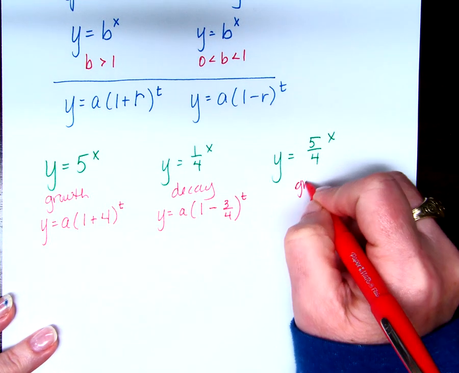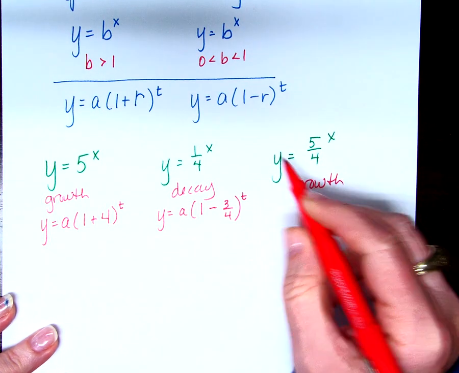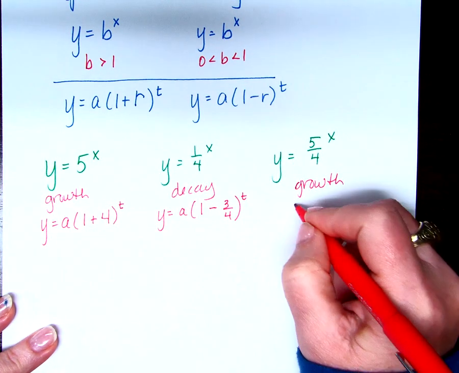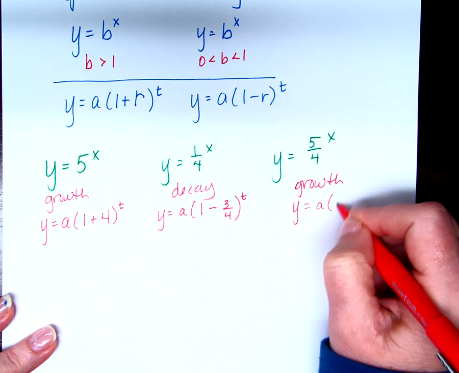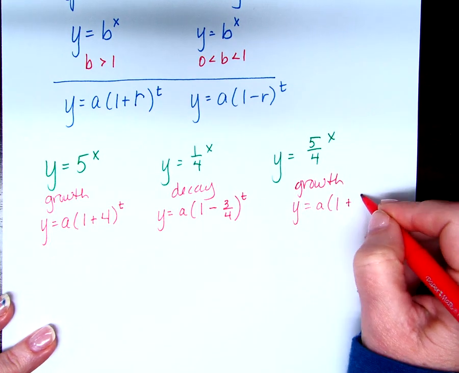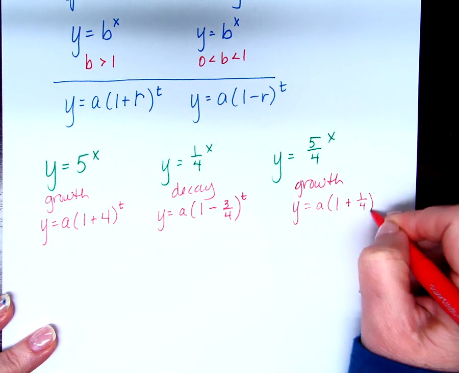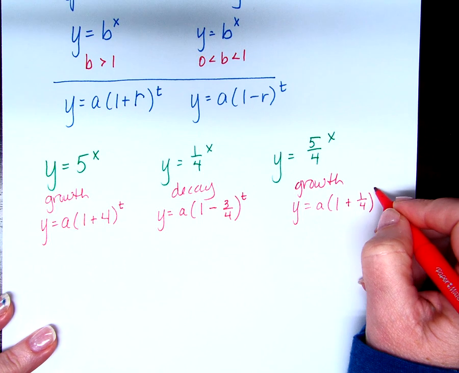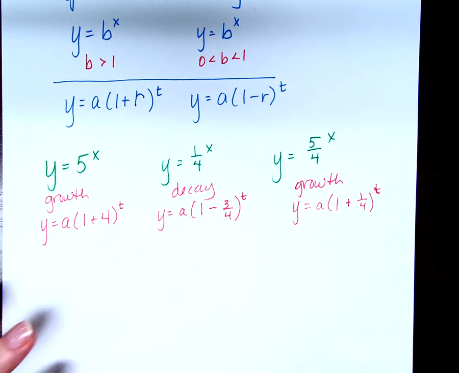This is growth. So can we write it in this form right here? Y equals A times 1 plus 1/4 to the t power. Yeah. Okay. Any questions about this?